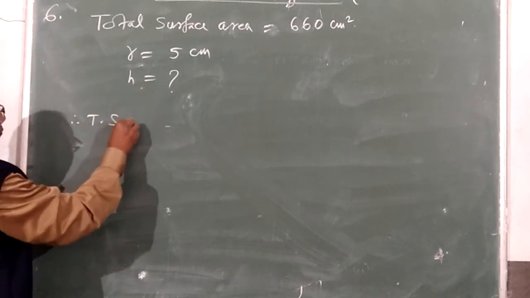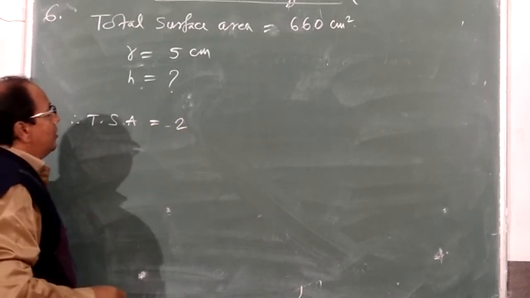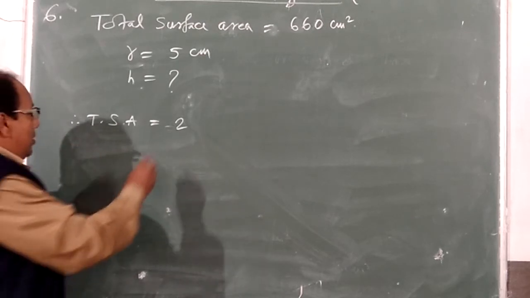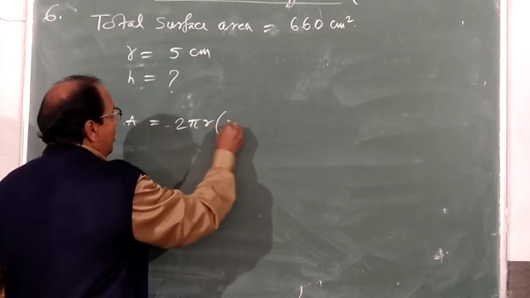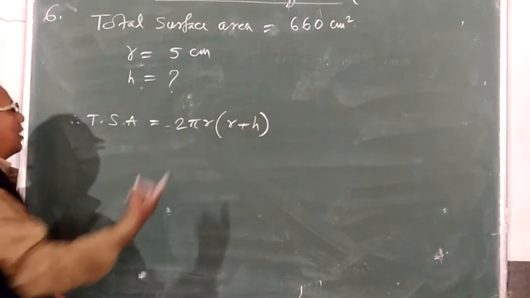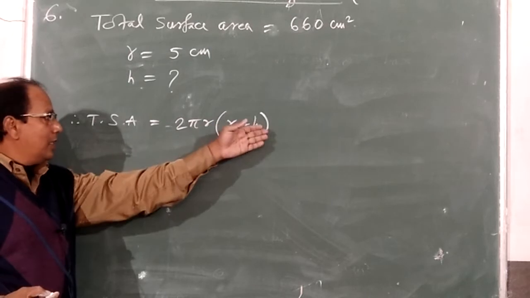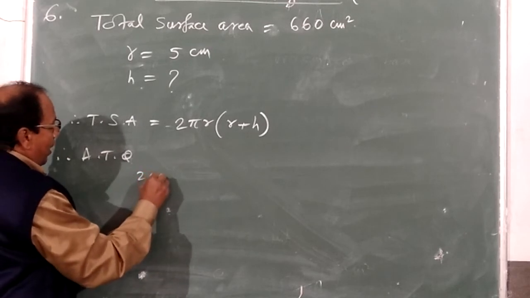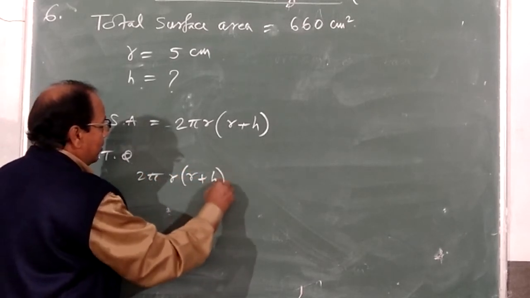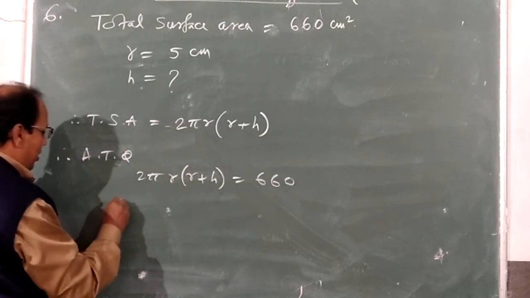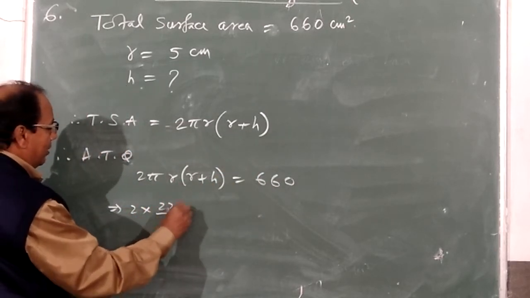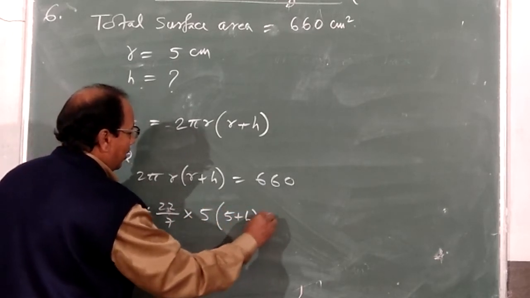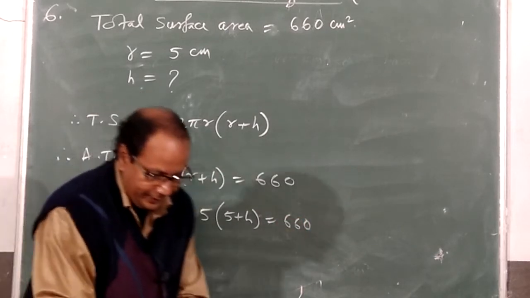So total surface area, because here instead of writing two places 2 pi r h plus 2 pi r square, we will take common 2 pi r. So 2 pi r, if you take common, then r plus h comes. So total surface area is 2 pi r whole into r plus h. So according to the question, 2 pi r whole into r plus h is equal to 660, right? So 2 into 22 by 7 into radius 5 whole into 5 plus h equals 660. Okay.